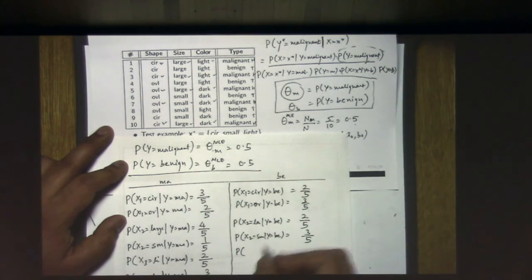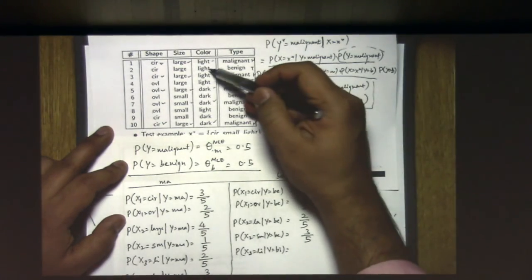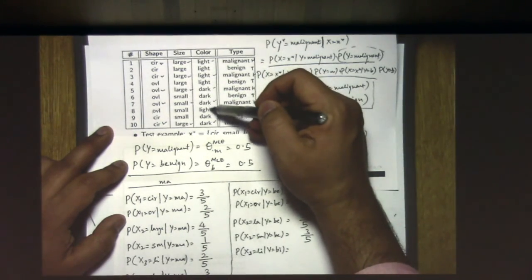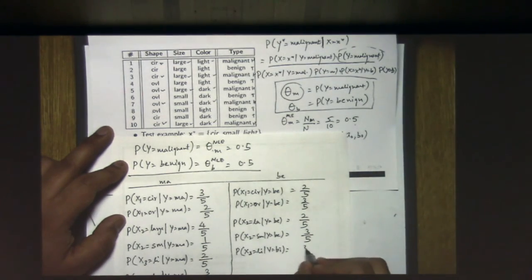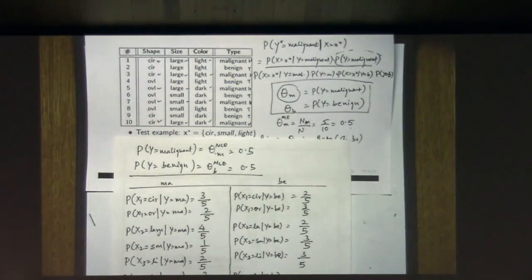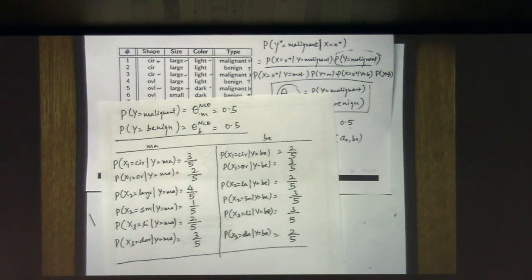And then same thing goes here. So the light when it is benign, 1, 2, 3. So 3 by 5. And this would of course be 2 by 5. Any questions so far? All right. So this is essentially counting, right?